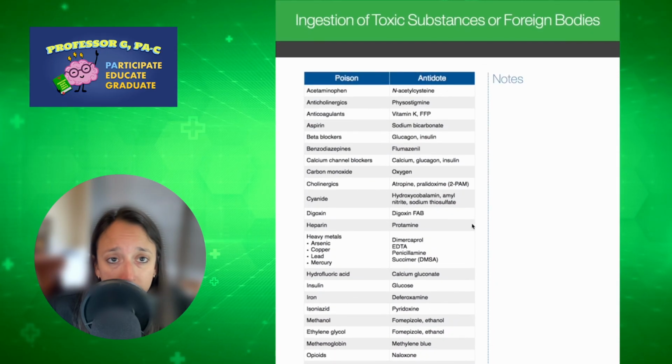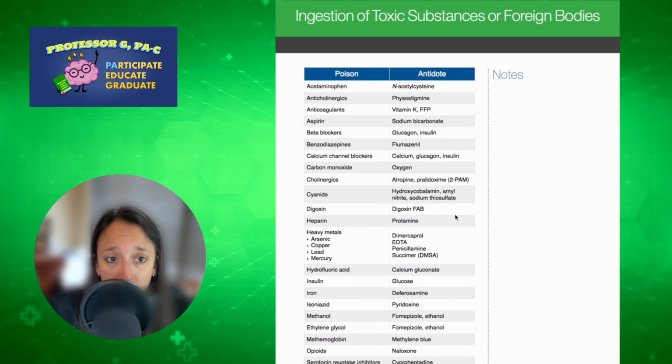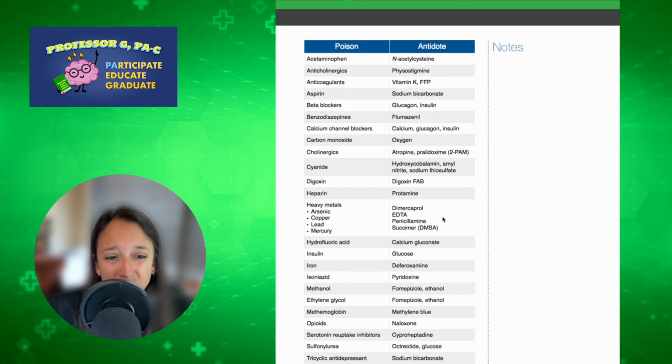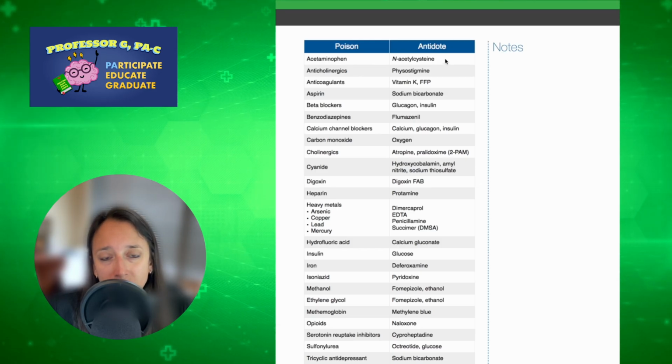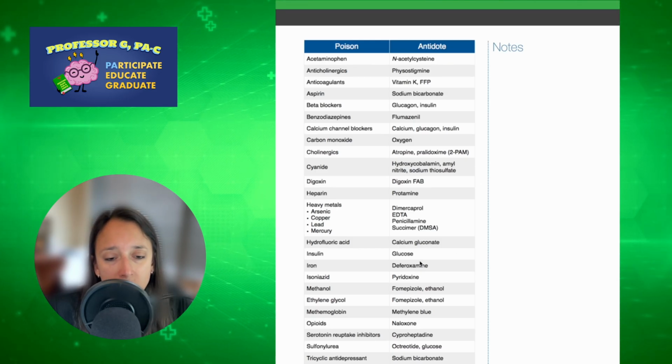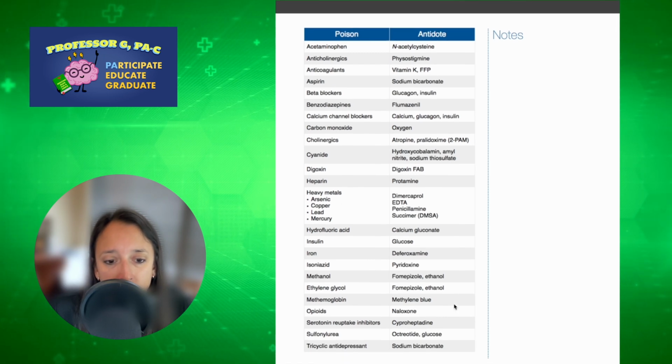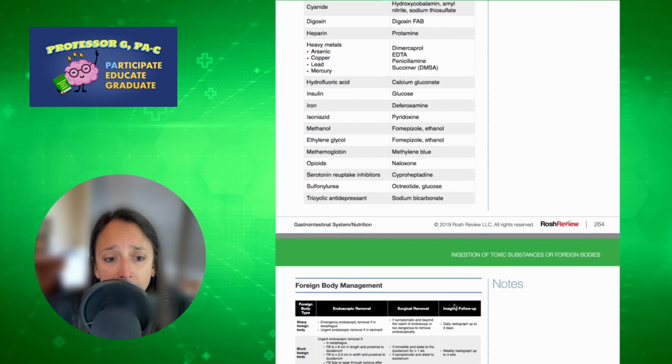All right. So ingestion of toxic substances or foreign bodies. You need to be familiar with this, especially for an ER rotation. But basically, it's telling you what the poison is, like let's say Tylenol, and what the antidote is. You should be familiar with these. I'm not going to go through each one by one, but you should look at this chart and be familiar with it, especially for your PANCE exam.